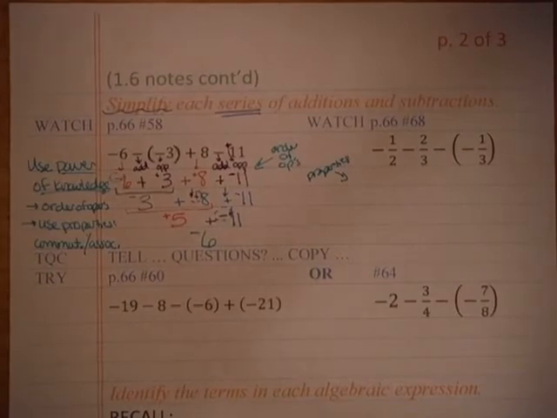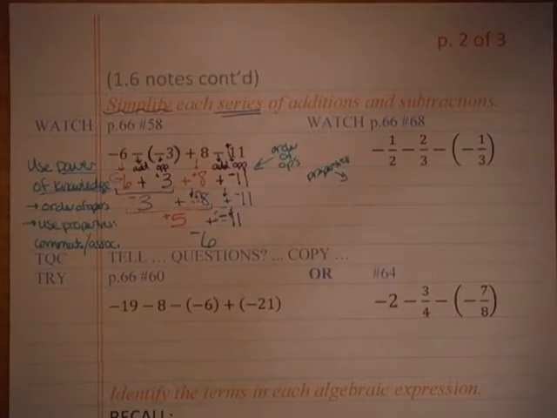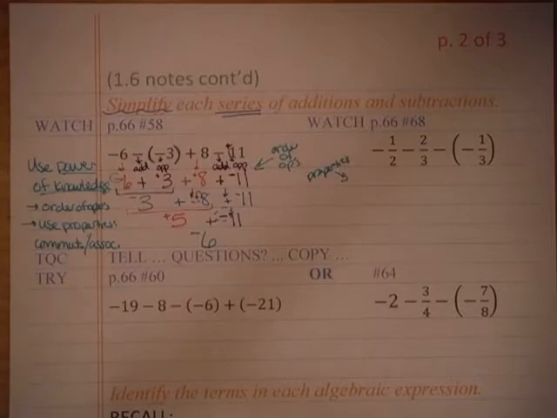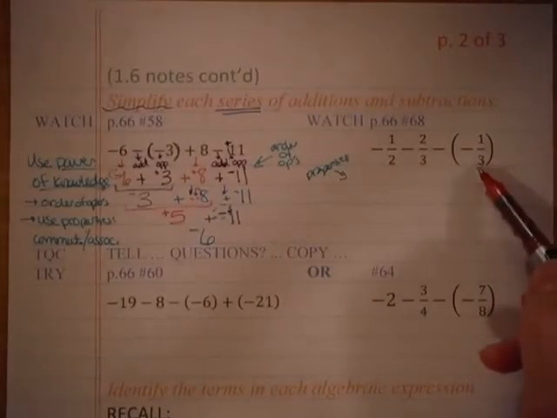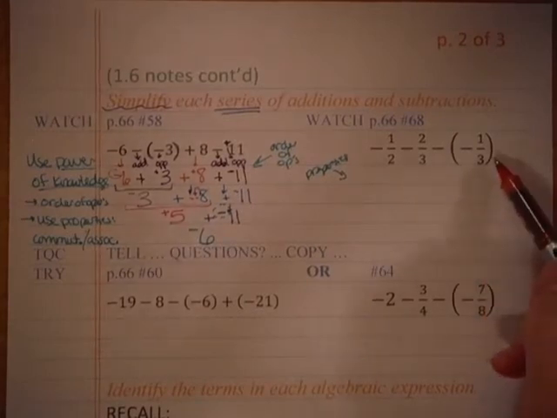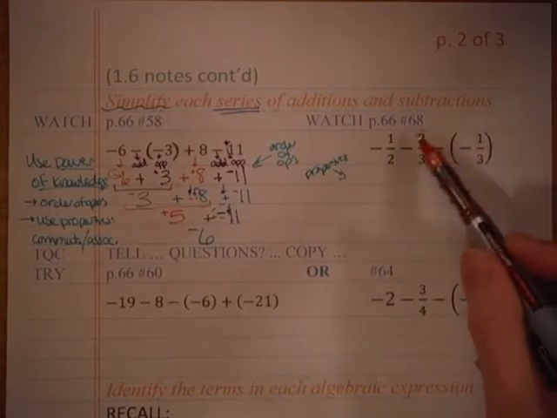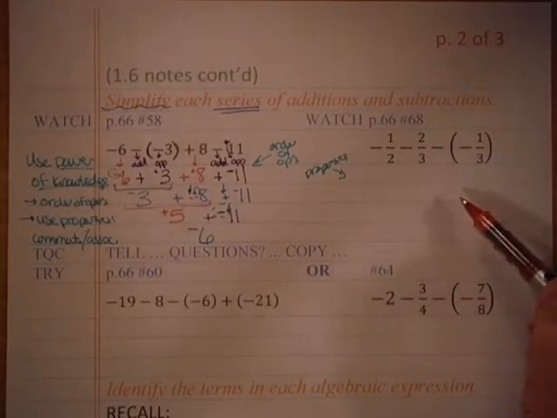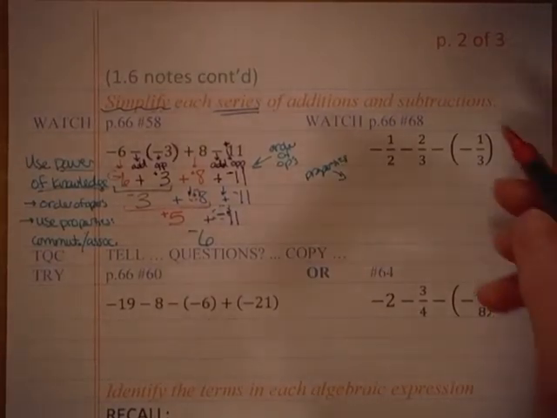And the reason why I'm choosing to use properties here, meaning I'm going to choose to switch things around, maybe regroup, is because I've got fractions involved. And fractions mean that I want to have like denominators when I'm adding or subtracting. And so I see that I'm starting out with 1/2, 2/3, 1/3. I love that I've got two matching denominators at least to start. And so that makes me want to not go left to right. It makes me want to take care of the two matchings first. That's going to reduce the number of times I have to change the denominator or find a least common denominator.